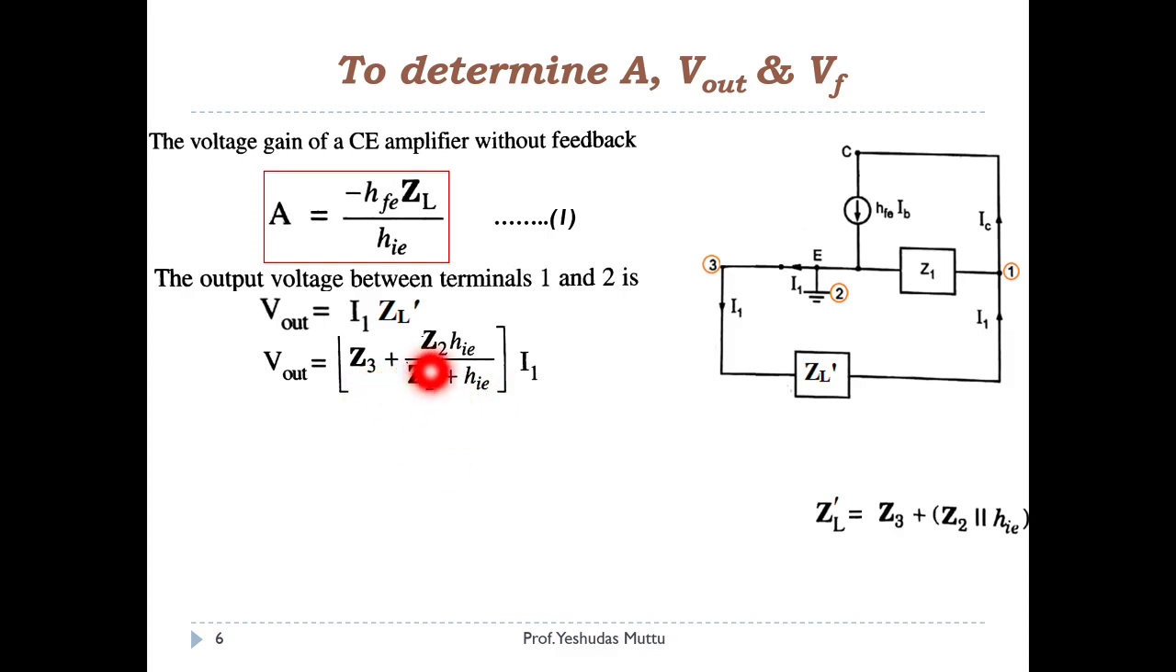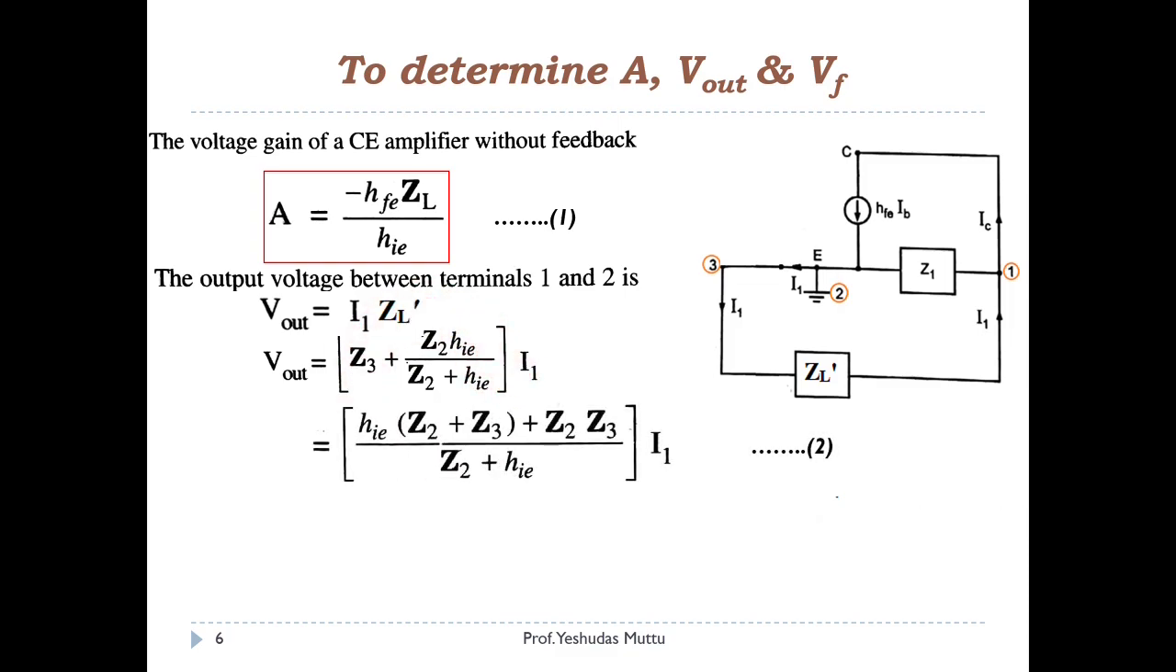Z3 plus Z2 parallel HIE is this, right? Okay. Now solve this further, cross multiply, and solve this, and you are going to get some terms over here. Let me call this equation 2. So this is my V out. Next step is to get Vf.